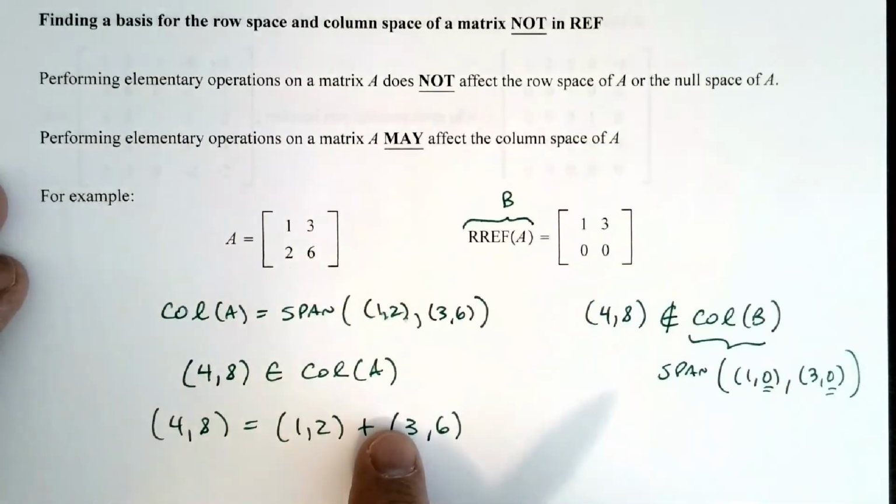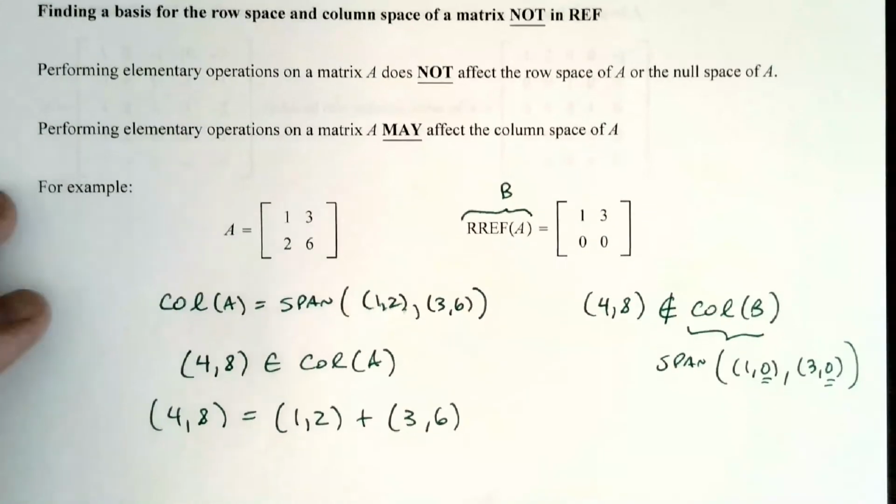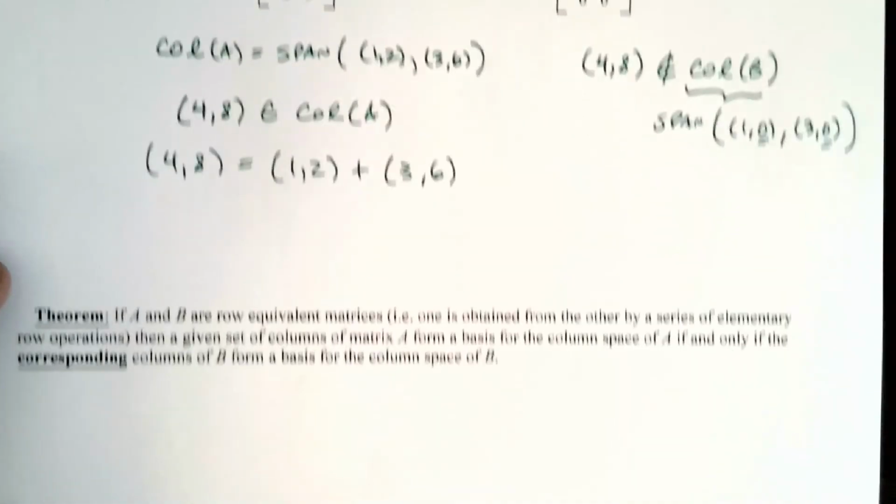Just find what? The rows with the leading ones in them, right? It would be the same. But for the column space, we cannot necessarily do that. So what can we do? This is what we're going to do.